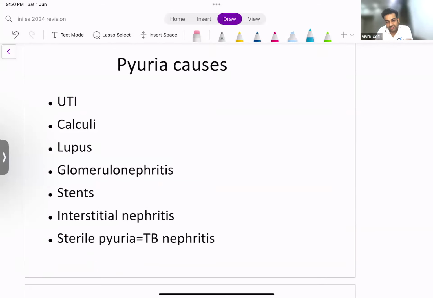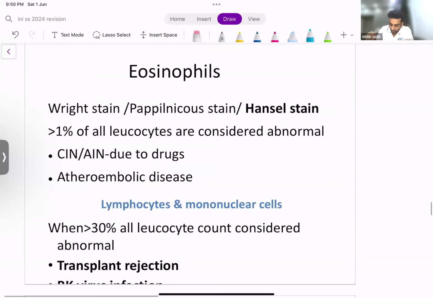Pyuria, as I've already mentioned, could be UTI, calculi, glomerulonephritis, interstitial nephritis. Eosinophiluria, we have already discussed. If more than 1% of total leukocytes are eosinophils, that is known as eosinophiluria.